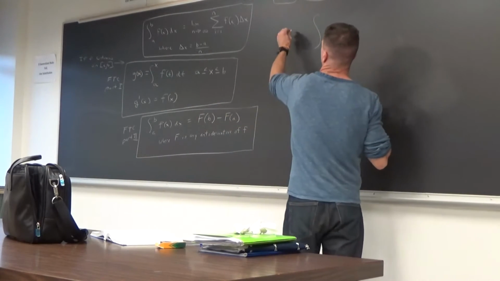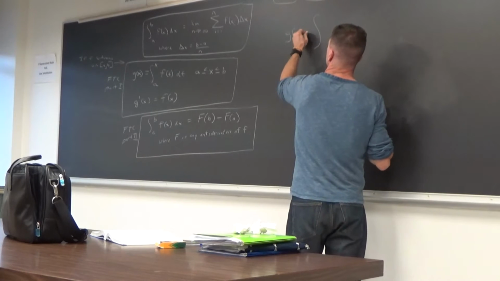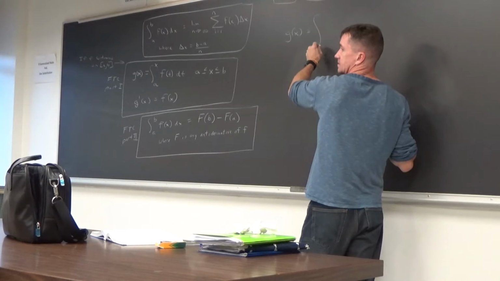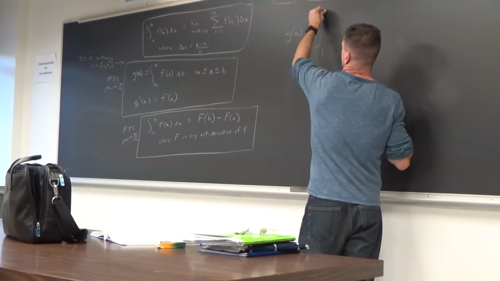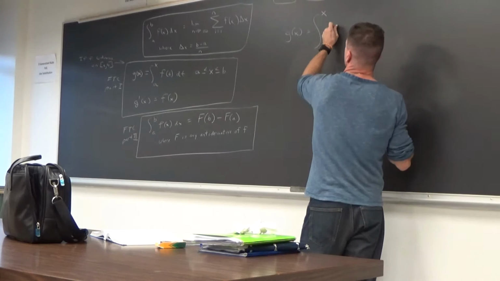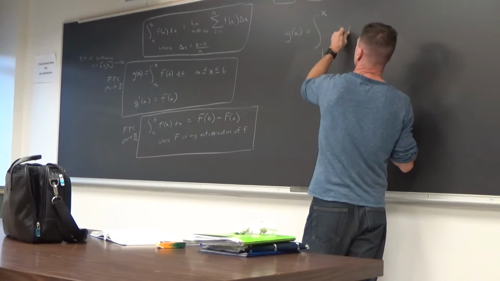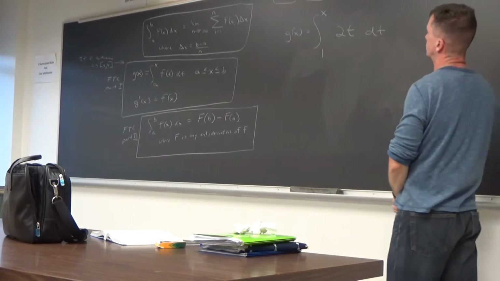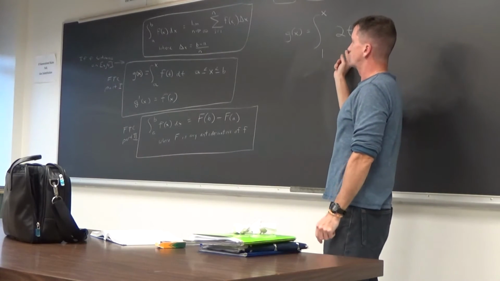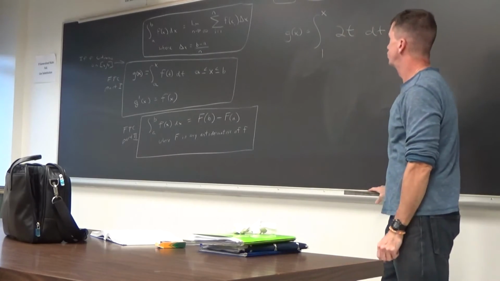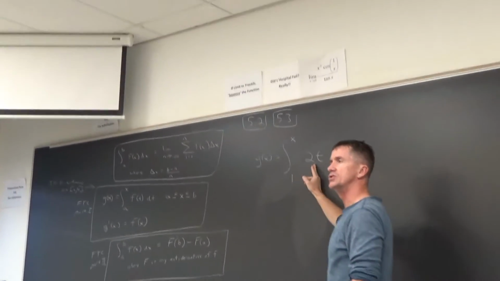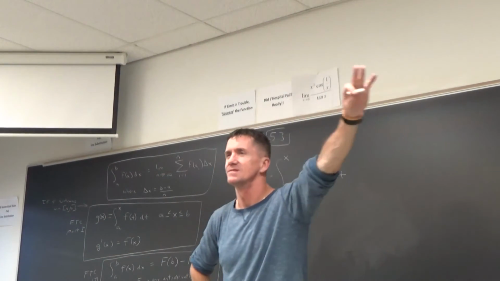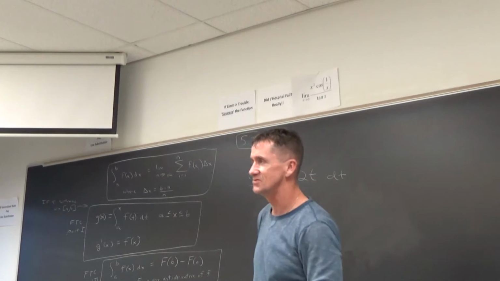So how about this? I'm going to call this g of x. A can be any value, right? I'm going to get a 1, that's x, and I'm going to make f of t equal to 2t, dt. Now the function y equal to 2t is similar to y equal to 2x. Isn't that function continuous? A straight line, right? Okay, good.